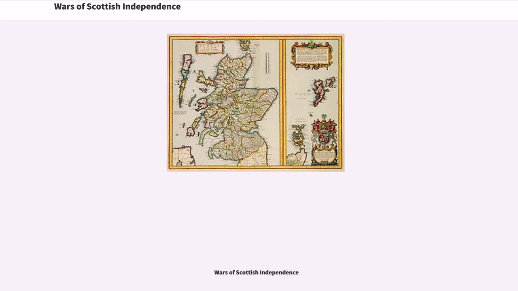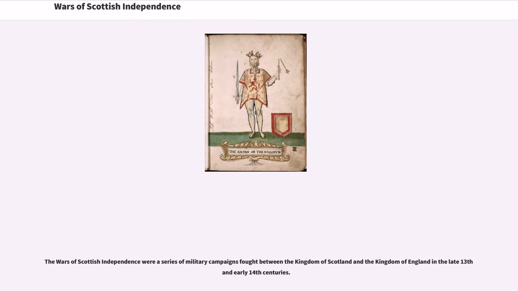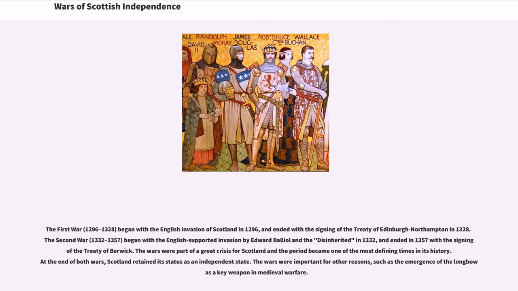Wars of Scottish Independence. The Wars of Scottish Independence were a series of military campaigns fought between the Kingdom of Scotland and the Kingdom of England in the late 13th and early 14th centuries. The first war began with the English invasion of Scotland in 1296, and ended with the signing of the Treaty of Edinburgh-Northampton in 1328. The second war began with the English-supported invasion by Edward Balliol and the Disinherited in 1332, and ended in 1357 with the signing of the Treaty of Berwick.